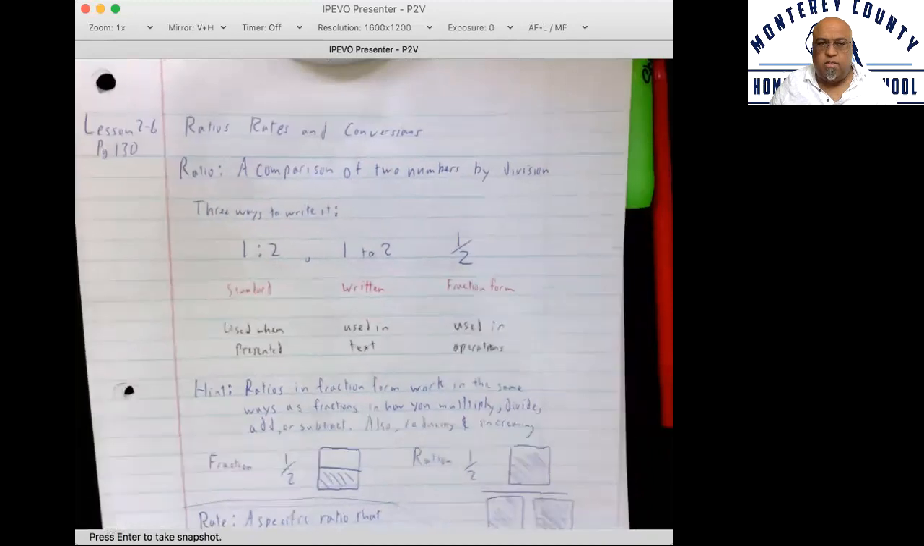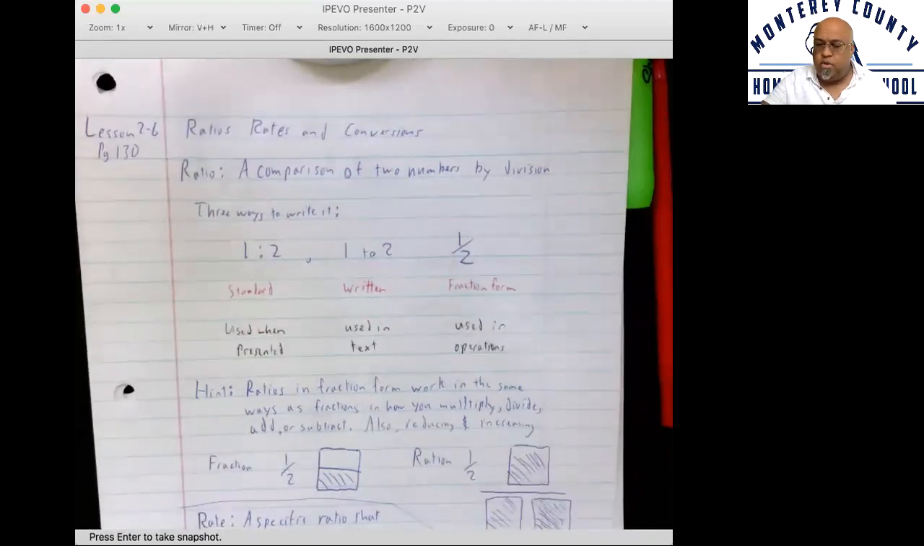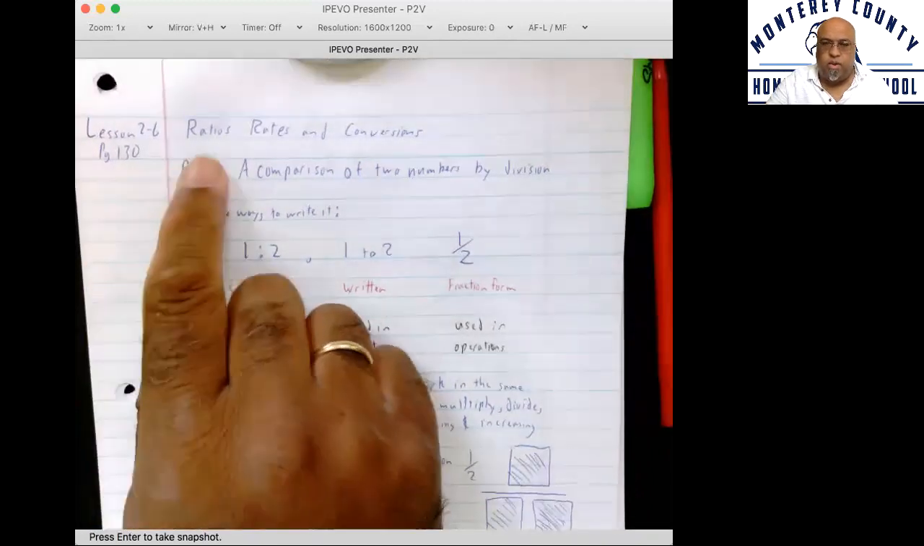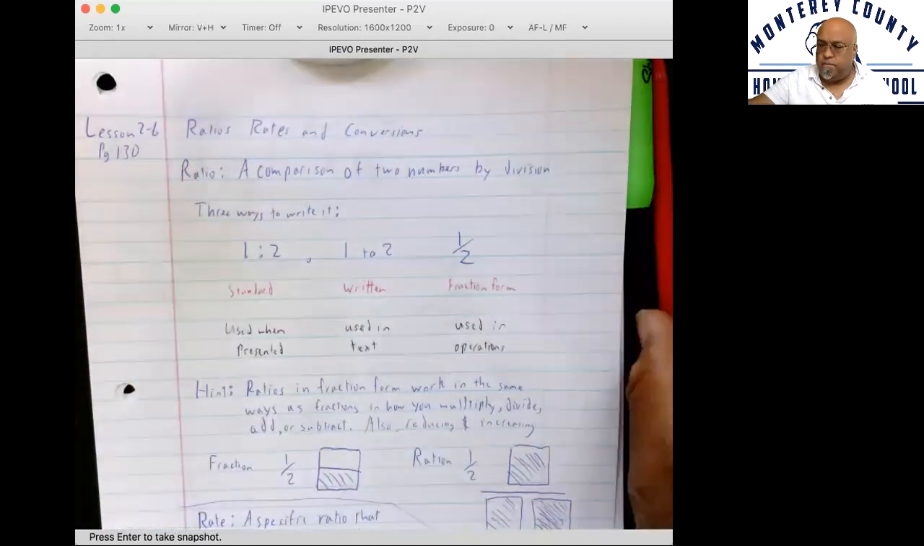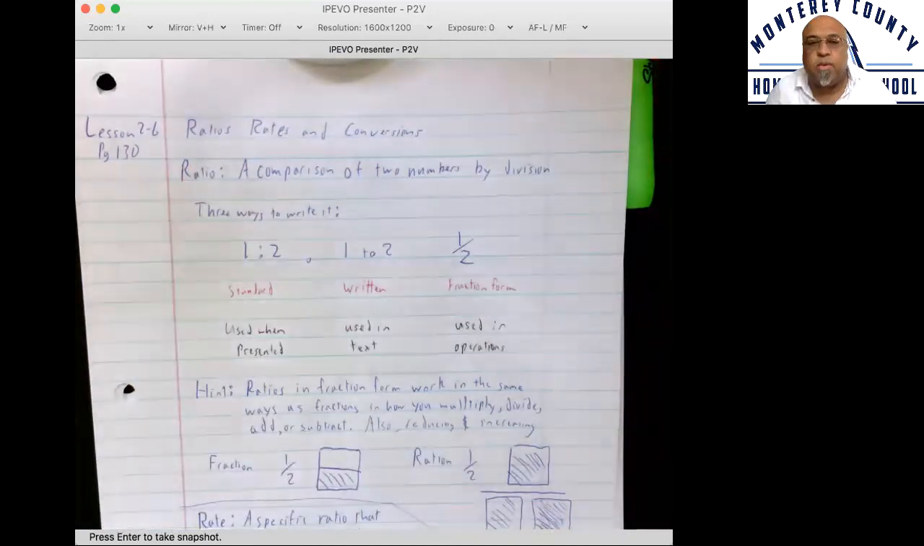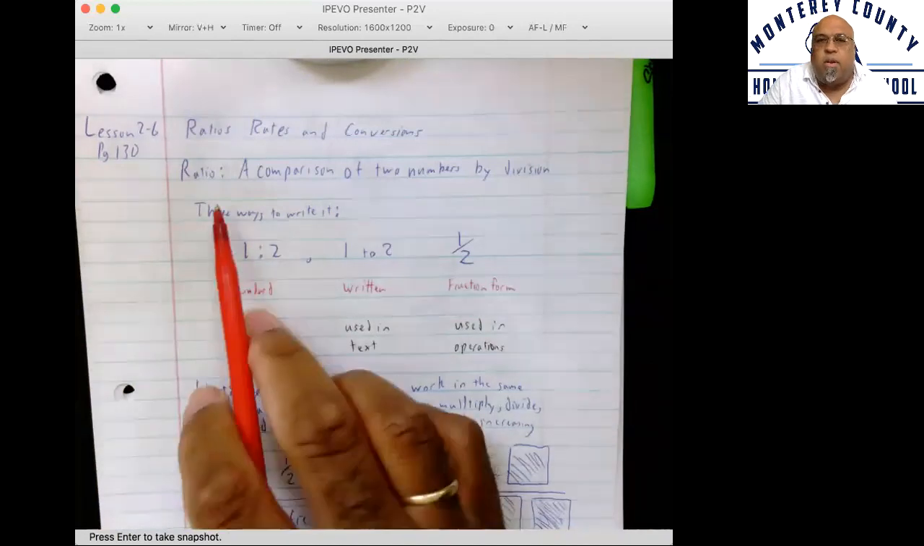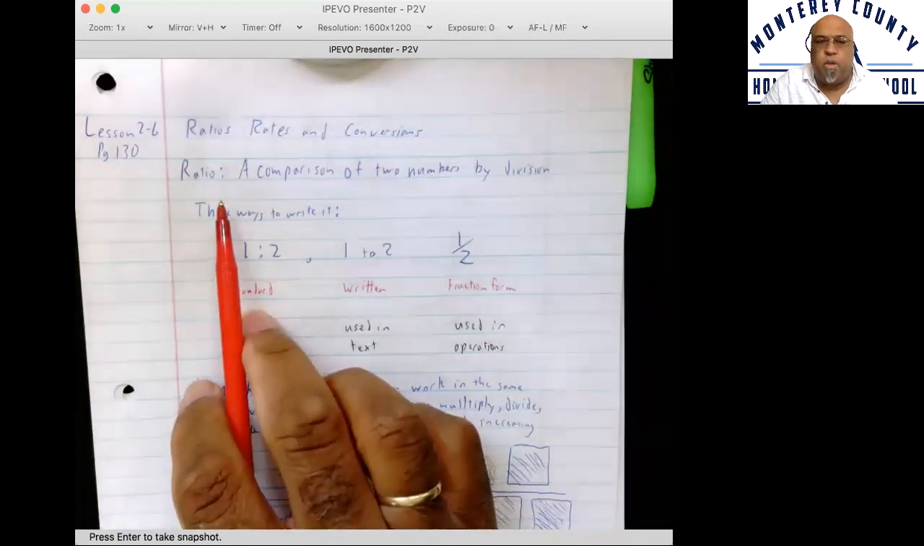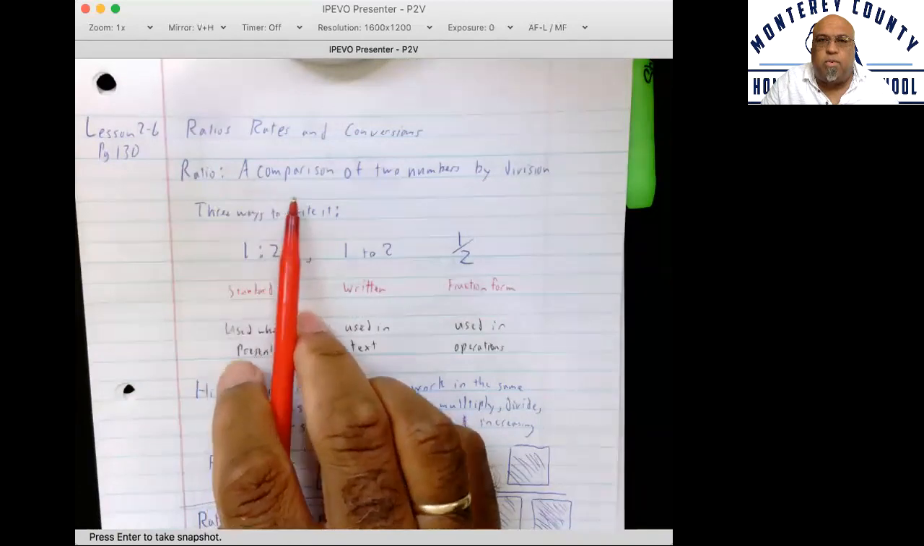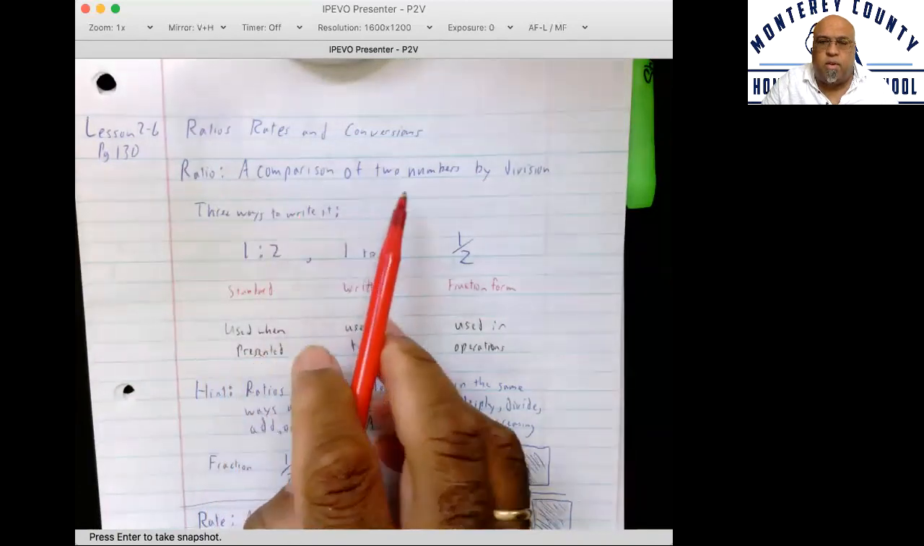Okay, today's lesson 2-6 is on page 130 in the textbook, and it's on rates, ratios, and conversions. First, let's go ahead and get started. I want to give you the definition of a ratio. A ratio is a comparison of two numbers by division.